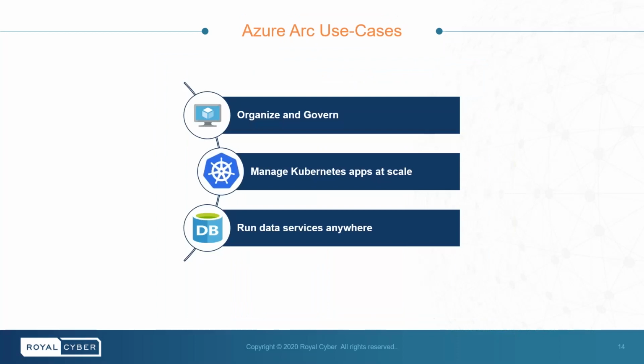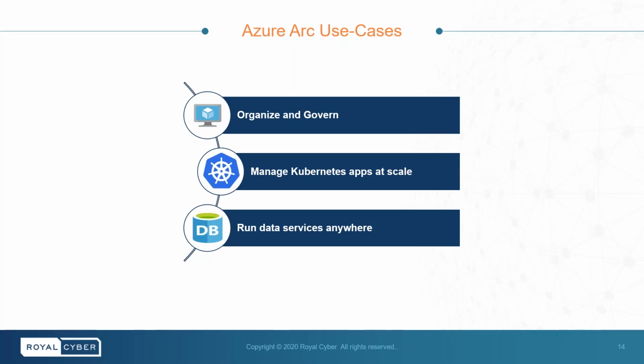And so typical use cases for Arc. If you have a lot of virtual machines, it's not just Windows or Linux, it's any virtual machine that you currently have in the system, deployed in Azure, on-prem, or in any other cloud. You can basically organize and govern them in a single place. That is one of the use cases of Arc. How we will be using it and why we need it, we will talk about in the next set of slides in more detail.